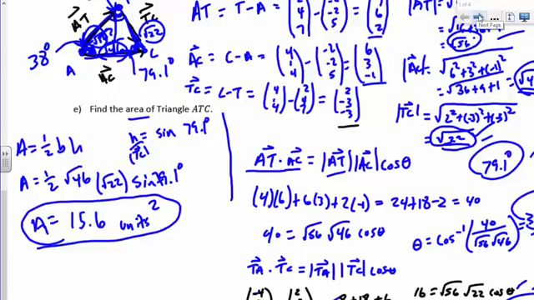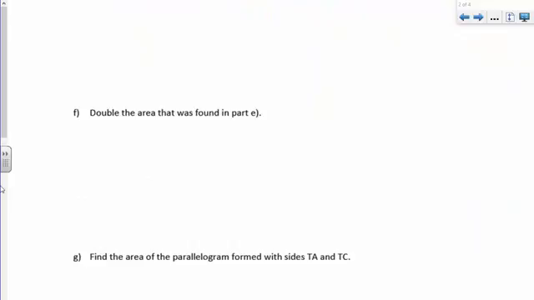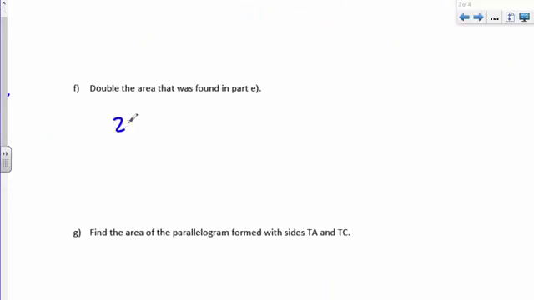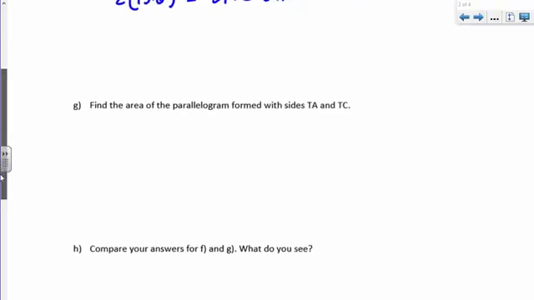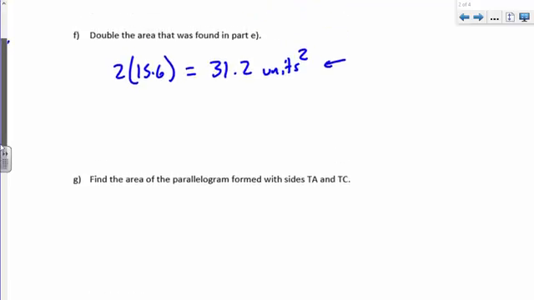So let's switch this around. Let's go to the next page. Double the area you found in this part. All right, so basically what I want is 2 times 15.6, and that should be 31.2 units square about. Something around there you would have gotten credit for. Anything like this would have been okay. Find the area of a parallelogram formed with the sides TA and TC. What that really is going to give you is a parallelogram that's double the area of this triangle.